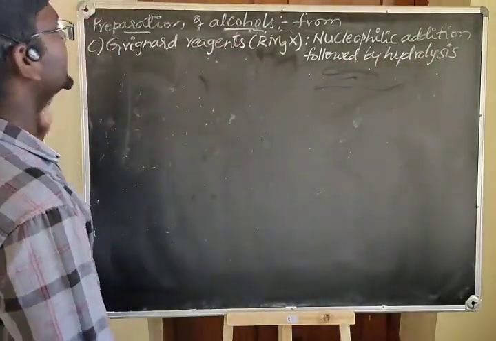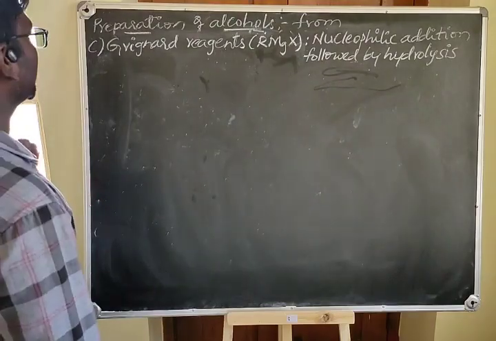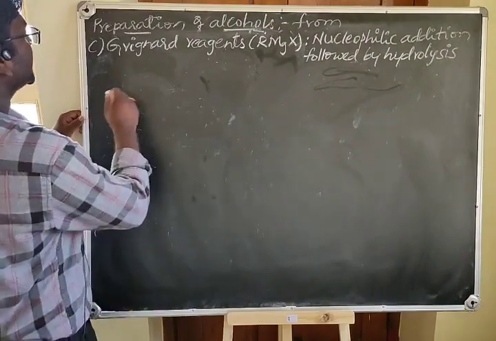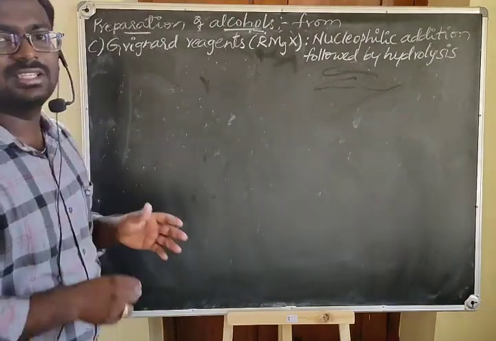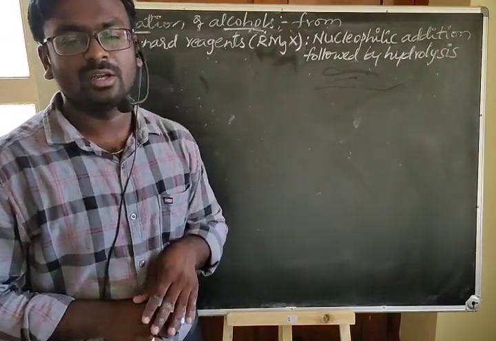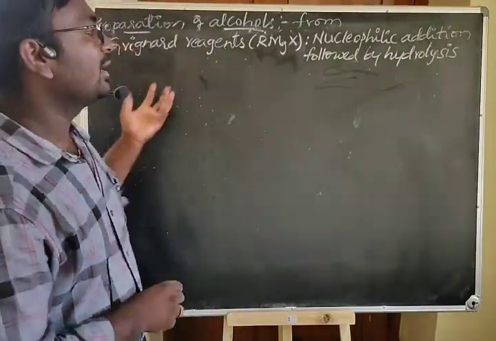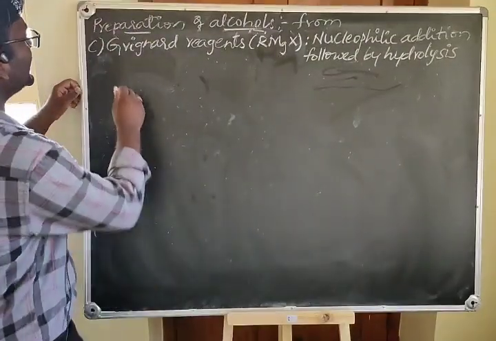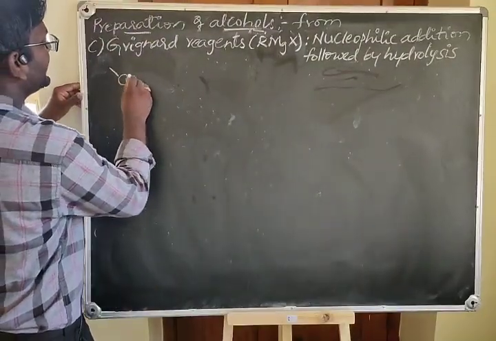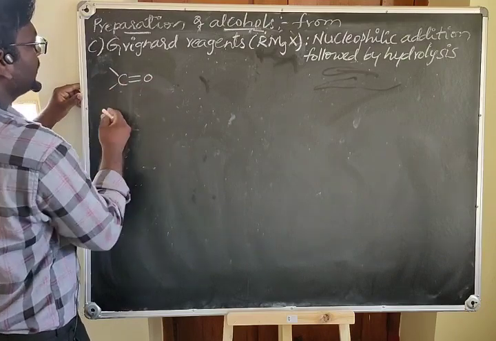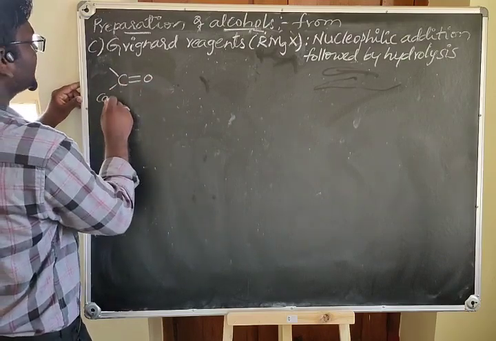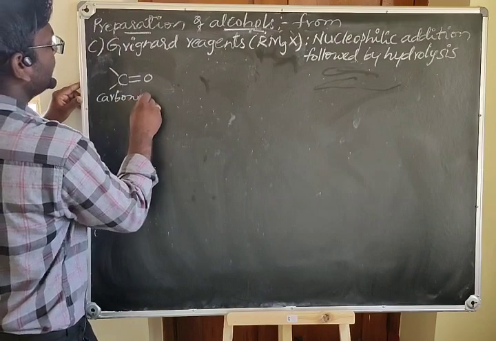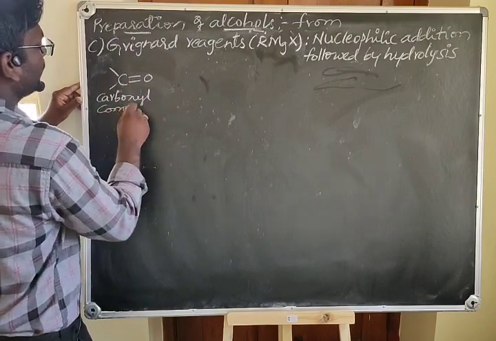Let's take the general representation for this reaction. Take the carbonyl compound. You have to again use the carbonyl compound. It may be an aldehyde or a ketone. Let's take that carbonyl compound like this, C double bond O. So what is this C double bond O? It is a carbonyl compound.